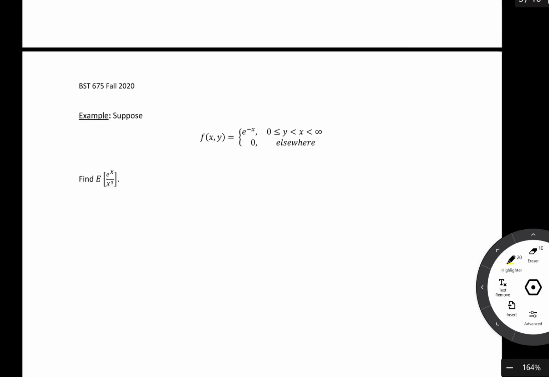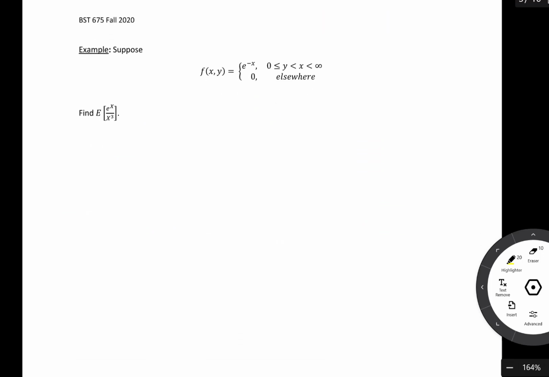All right, we've got one more example here. So notice here the expected value we're interested in is a function of x. So let's see what happens with this one. So again, we're interested in the expected value of a function. We're going to use a double integral to integrate over that PDF.